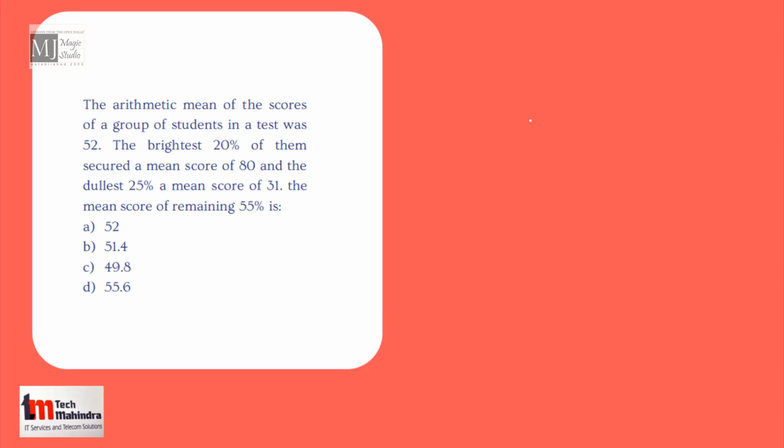Let's see the next question. The arithmetic mean of the scores of a group of students in a test was 52. Okay, the overall arithmetic mean is 52. The brightest 20% of them secured a mean score of 80, and the dullest 25% of them secured a mean score of 31. Then what would be the mean score of the remaining 55%?